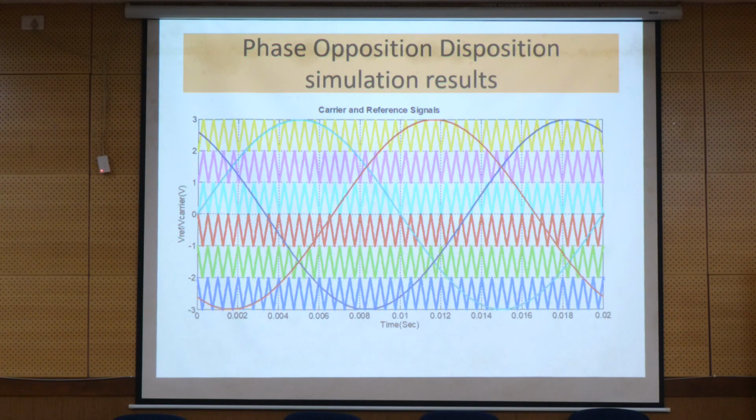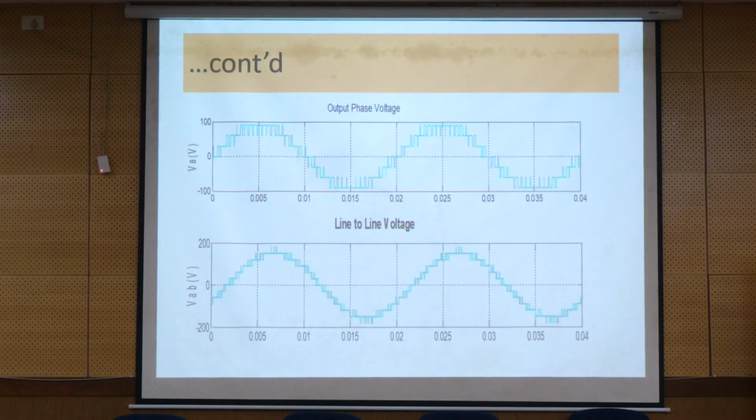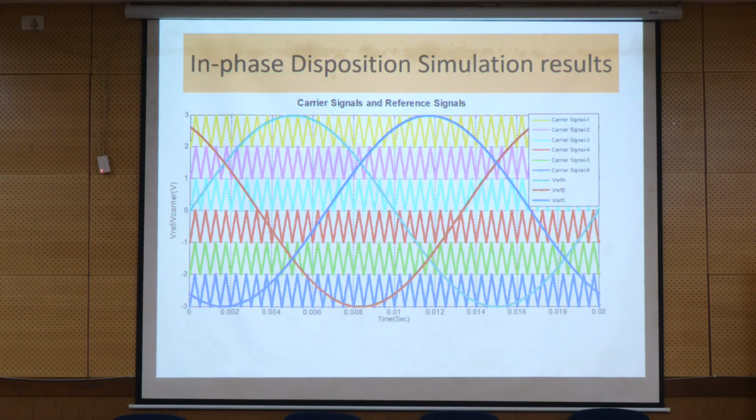Then the other thing, phase opposition disposition. If you see the earlier case, all the carrier signals are in phase. Carrier signal 1, 2, 3, all are going to be in phase disposition. All are going to be in phase in this case.